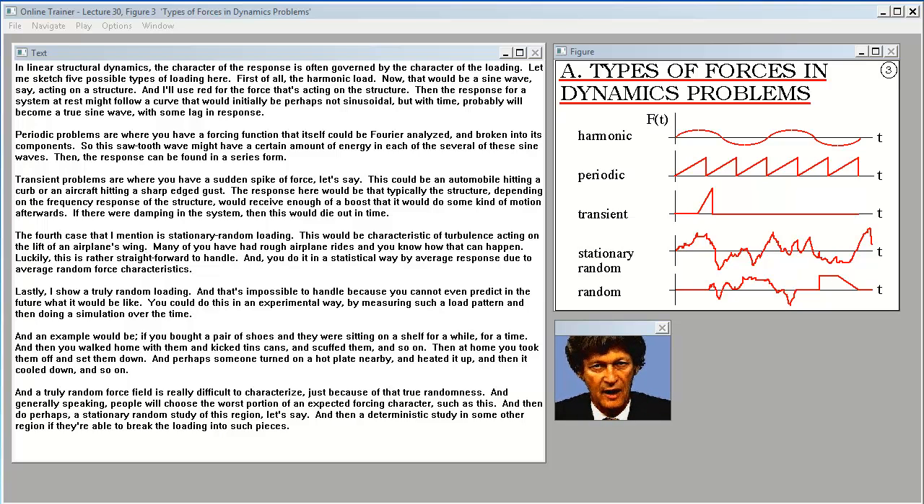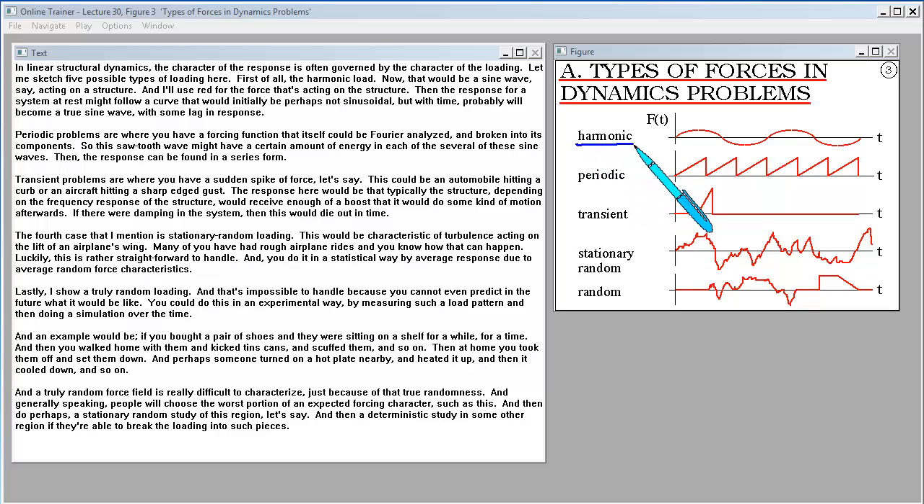In linear structural dynamics, the character of the response is often governed by the character of the loading. Let me sketch 5 possible types of loading here. First of all, the harmonic load. That would be a sine wave, say, acting on a structure, and I'll use red for the force that's acting on the structure. Then the response for a system at rest might follow a curve that would initially be perhaps not sinusoidal, but with time probably will become a true sine wave with some lag in response.